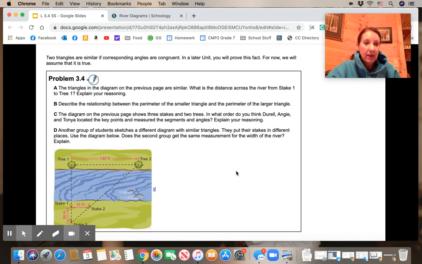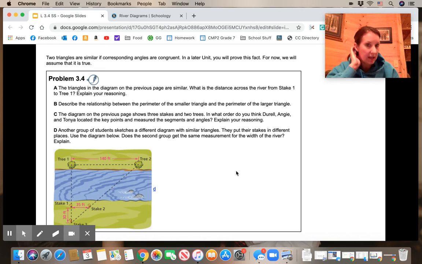Question C, the diagram on the previous page shows 3 stakes and 2 trees. In what order do you think Durrell, Angie, and Tanya located the key points and measured the segments and angles? Explain your reasoning. So what do you think they did first? Stake 1, stake 2, stake 3, the measurements. How do you think they figured that out, and why do you think that?